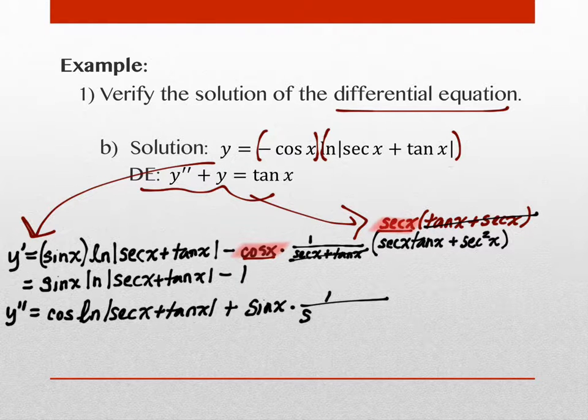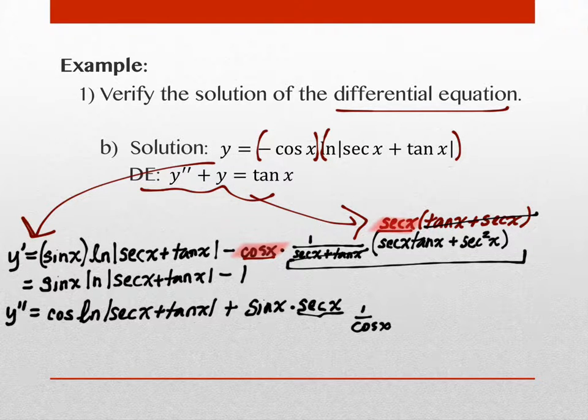Can I not write it? Are you guys good with the fact that it's going to be the same and I'm going to be able to simplify it to secant? Yes? All of this is going to be the same thing below, right? And we all agree it simplifies to secant. It will, because secant is the same as 1 over cosine, right? So sine times 1 over cosine is tangent.